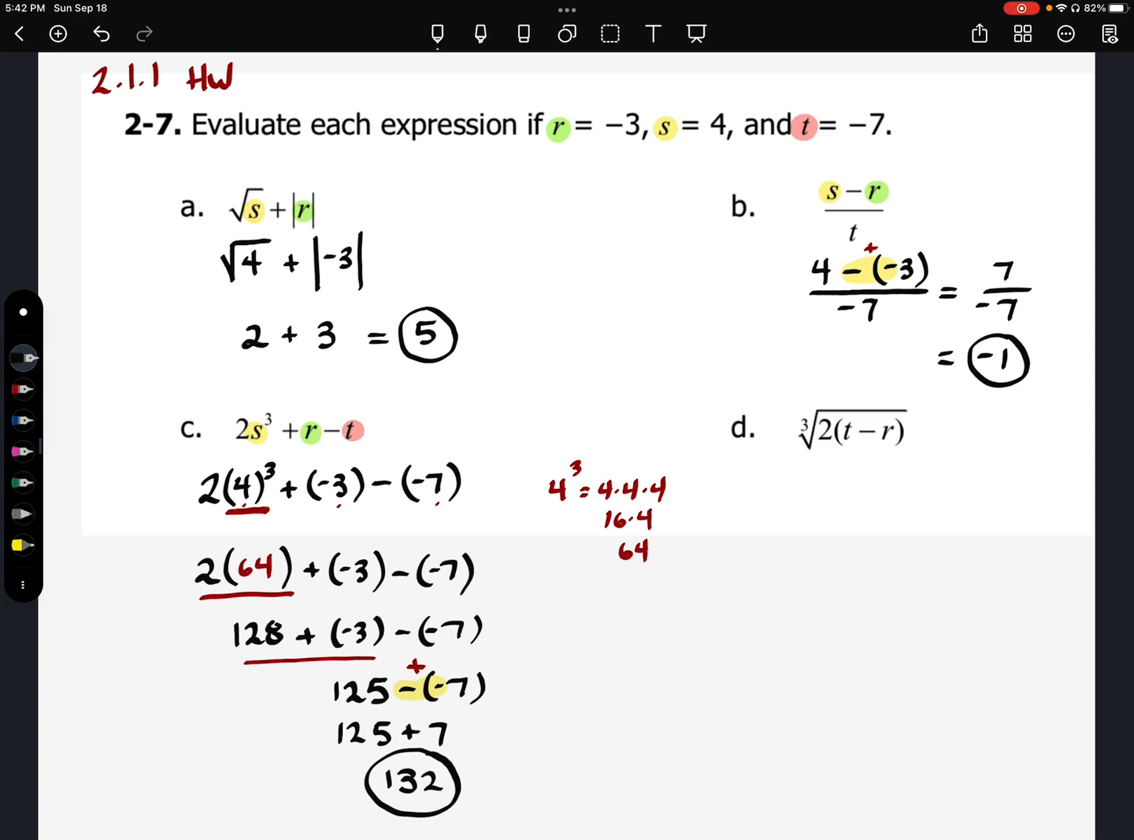The last one we have is problem D. It says the cube root of 2 times the quantity of t minus r. Let's set this up. We've got the cube root of 2 times, and then in parentheses here, we have a -7 minus r, which is -3.